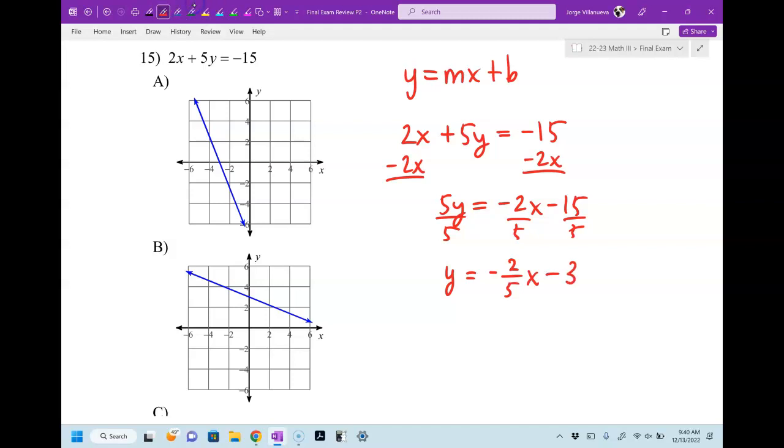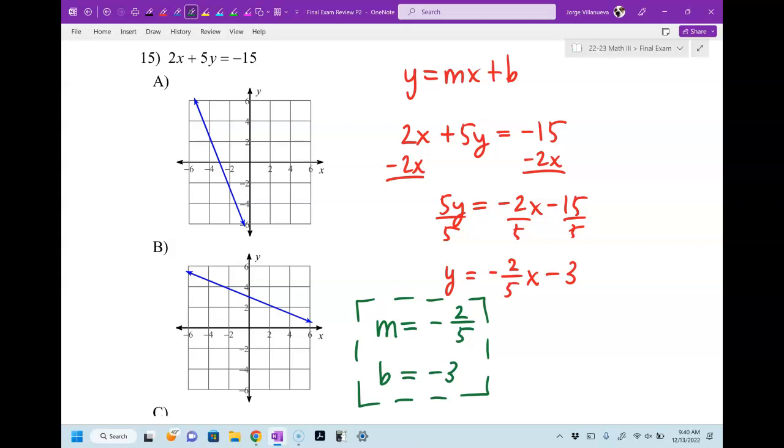Now, the reason why it's important for us to do this is because this gives us two big clues, okay? I know that the slope is negative 2/5. I know that the y-intercept is negative 3. Given those two pieces of information, I can tell which graph is correct, okay? The first thing I'm going to look at is my slope. Notice my slope is a negative slope. That means the graph should be going downhill.